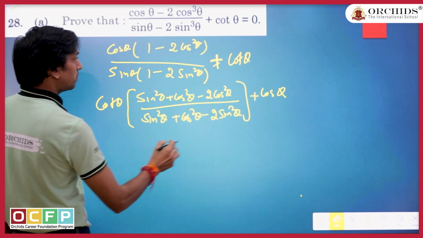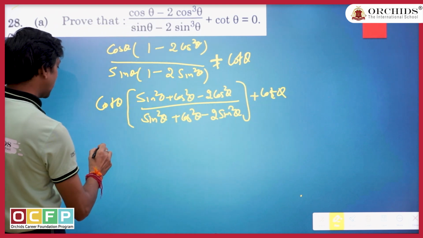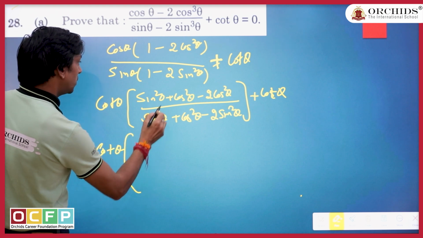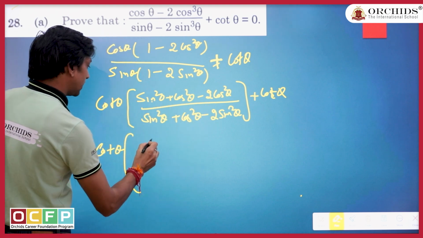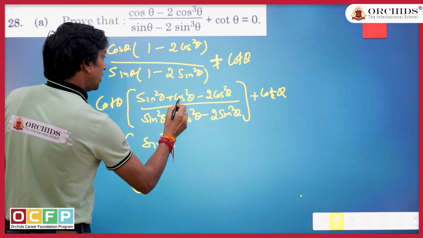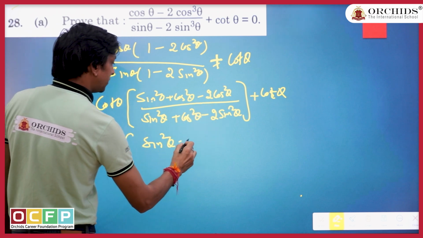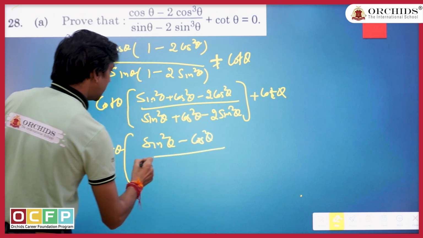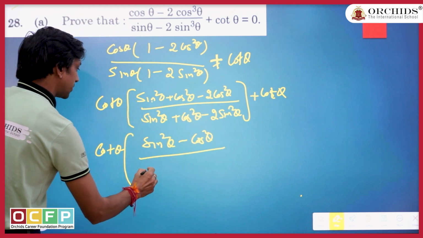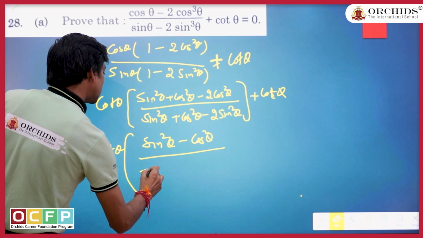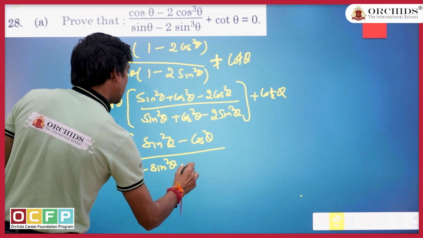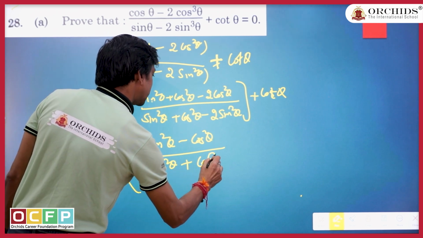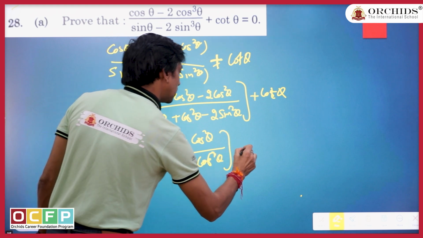Now plus cot theta, sorry. This I can write as cot theta into sin square theta minus cos square theta. In the denominator, sin square theta minus 2 sin square theta will give me what? Minus sin square theta plus cos square theta, plus cot theta.